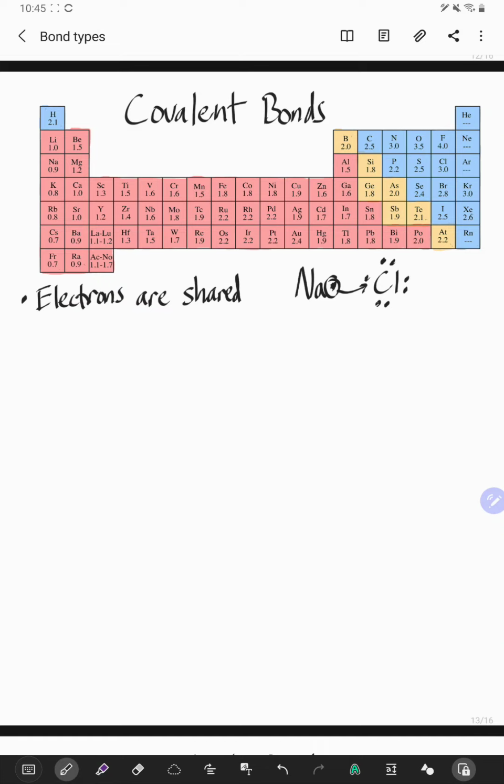Now, with covalent bonds, instead of sodium and chlorine, let's say you have chlorine and chlorine. So chlorine again has 7 valence electrons. And these two chlorines want to form a bond. They're totally capable of forming a bond, but not in the same way, because neither one of these chlorines is willing to give away an electron. They're both willing to accept an electron, but neither one is willing to give one away. So if they want to form a bond, they're going to have to do something differently.